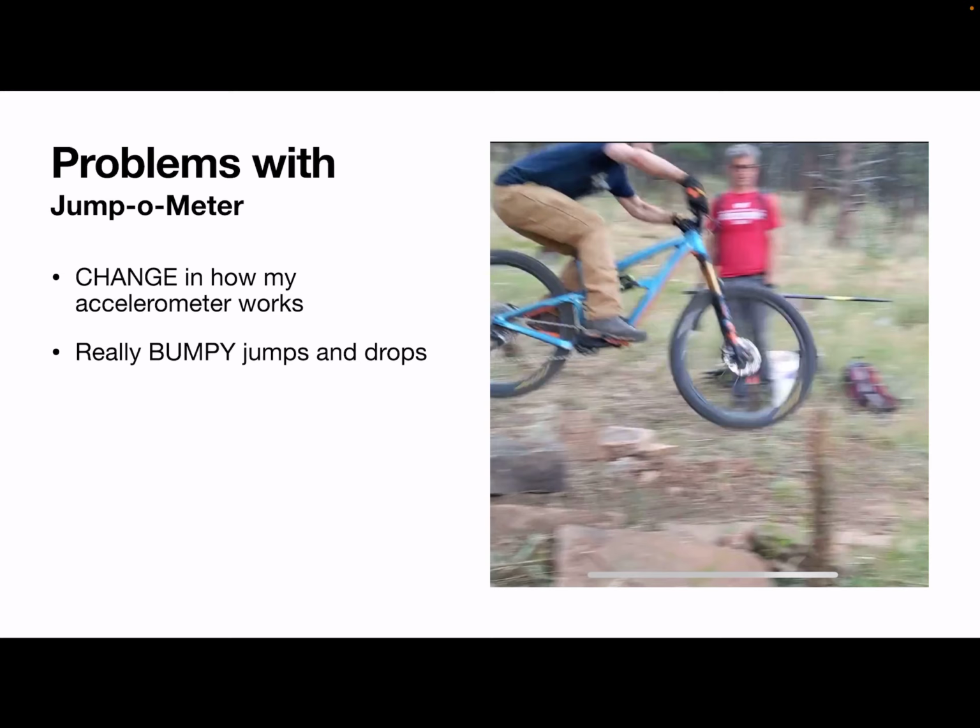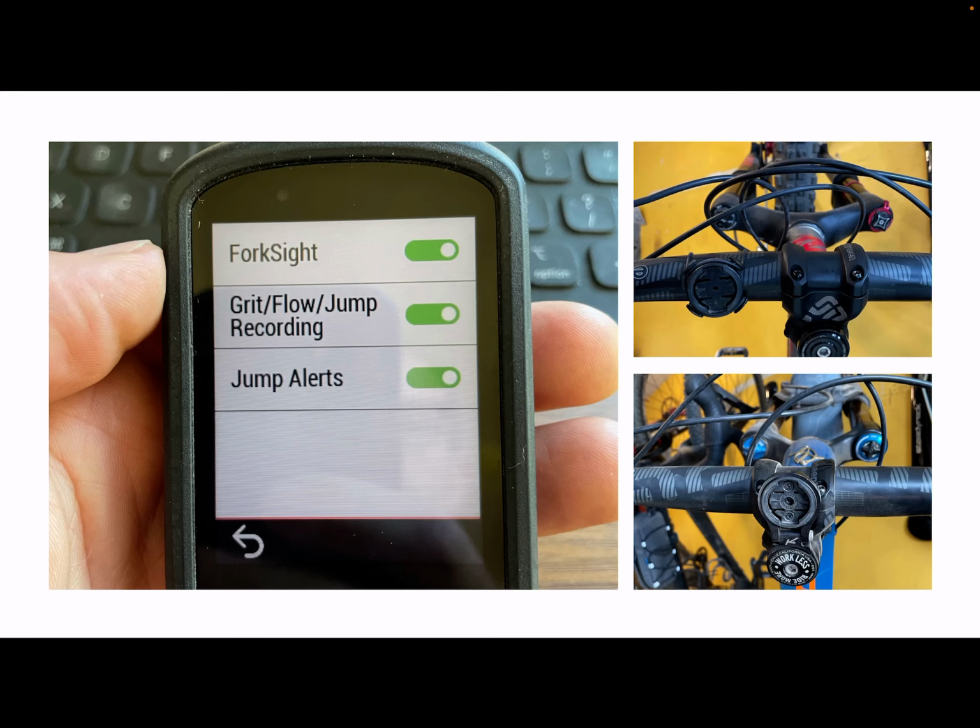And then if the trail is bumpy, so there's a bunch of rocks and there's a big jump, it's missing at least half of them. And like I said, this is new. It didn't used to be this way. I haven't changed anything about my bike setup, or for that matter, to the best of my knowledge, my GPS setup. So I'm hoping you might be able to help me out there.